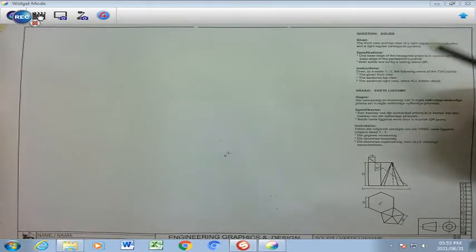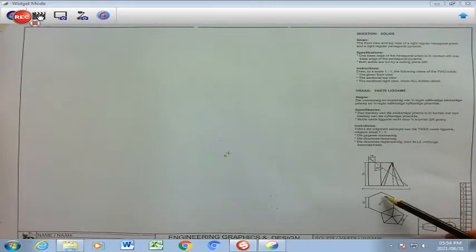The specifications are that one base edge of the hexagonal prism is in contact with one base edge of the pentagonal pyramid, and both solids are cut by plane QR, as I've explained. So you have this hexagonal shape here that borders with this pentagonal shape here, and they're sharing this particular side there.